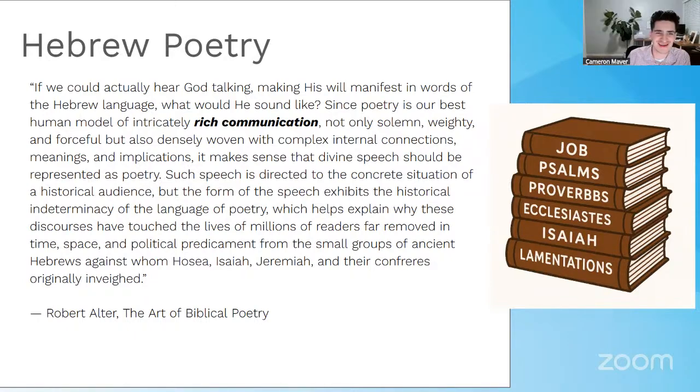Indeterminacy of the language of poetry, which helps explain why these discourses have touched the lives of millions of readers, far removed in time, space, and political predicament from the small groups of ancient Hebrews against whom Hosea, Isaiah, Jeremiah, and their confreres originally inveighed. Yeah, that's from the book, The Art of Biblical Poetry.